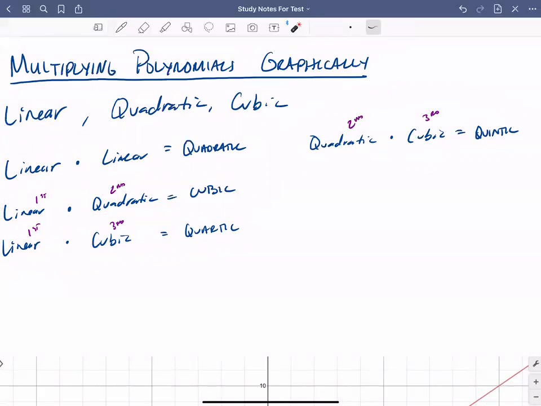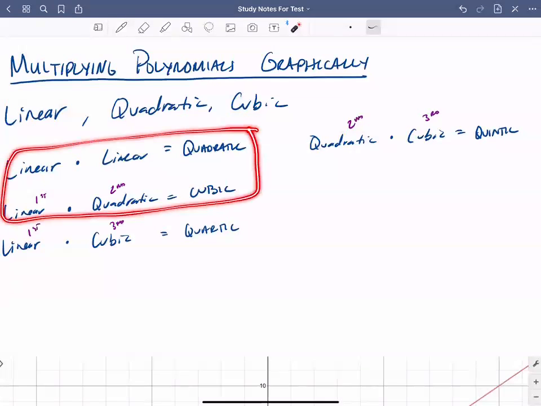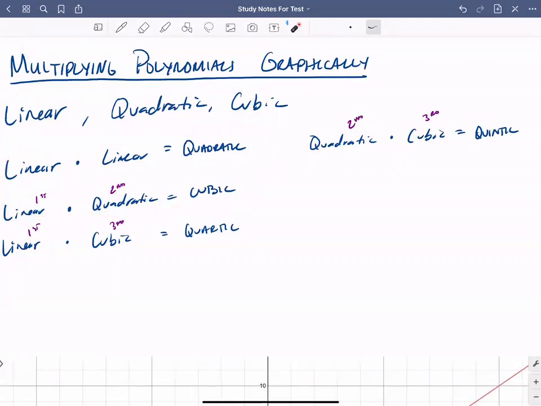Now, the one thing you will not get when you multiply polynomials graphically is a linear. Okay, you won't for us. So we're going to be getting quadratics or cubics. You can get a linear, but we don't focus too much of our attention on that. We do focus more on these two types of functions right now, okay?